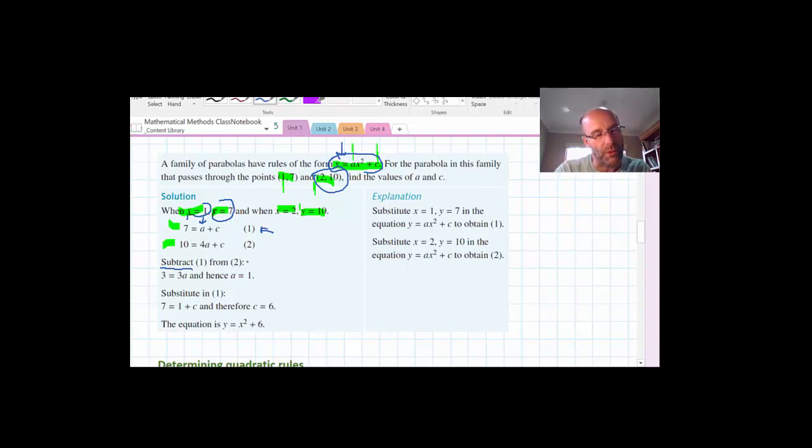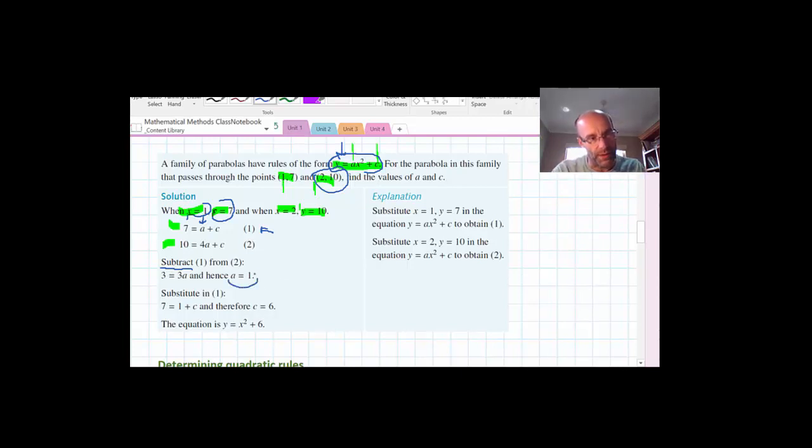So simultaneous equations, you might remember one of the elementary row operations we can do is subtract an equation from another, or add equations together, in other words. And if you subtract 1 from 2, so 2 take 1, you get 3 equals 3a.